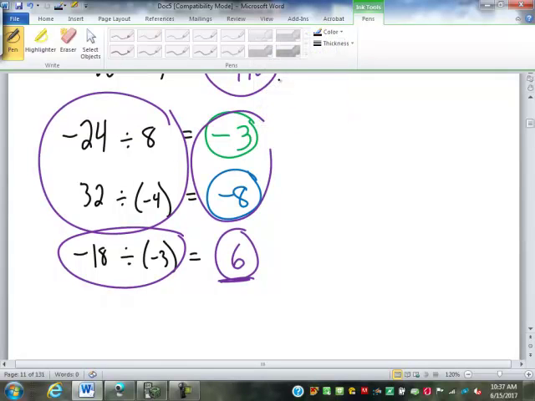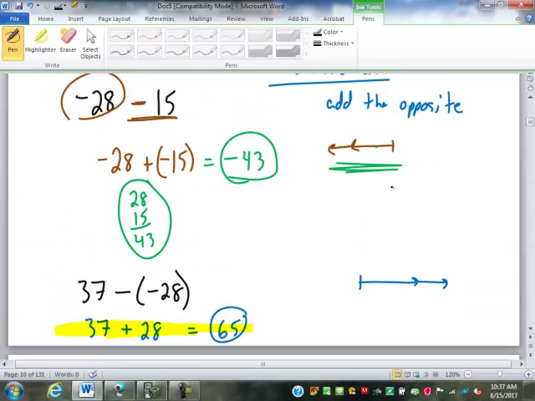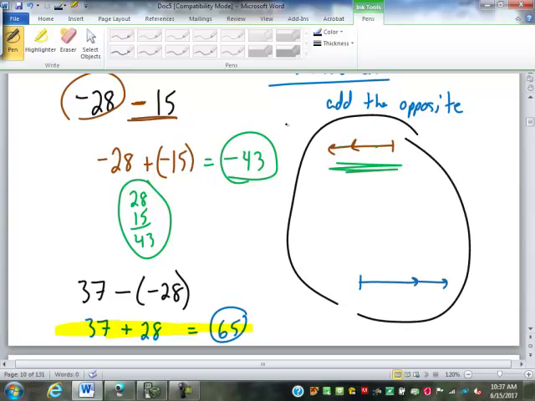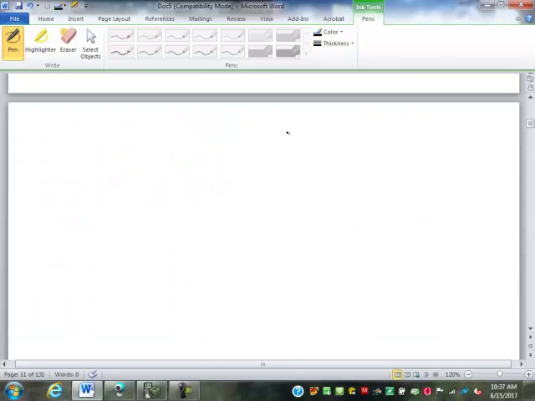Now be careful. That is only multiplying and dividing. That does not apply for addition and subtraction. Addition and subtraction, as we saw up here, it depends on which one's bigger or smaller and all that. So addition and subtraction, it goes off of those vectors. And technically I should say just for addition, because when it comes to integers, we don't subtract. We change it to addition.